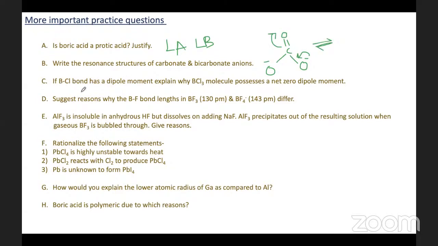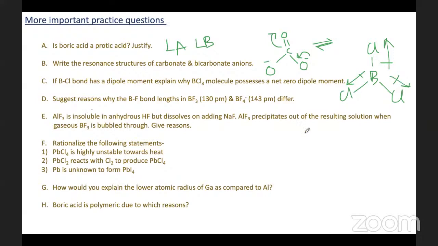The next one: the B-Cl bond has a dipole moment, but why does the BCl3 molecule possess a net zero dipole moment? The hint is in the geometry. The BCl3 molecule is planar and trigonal. Now you can answer why, even though all the bonds have some dipole moments, the molecule does not possess any dipole moment.